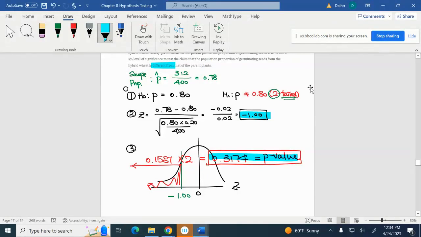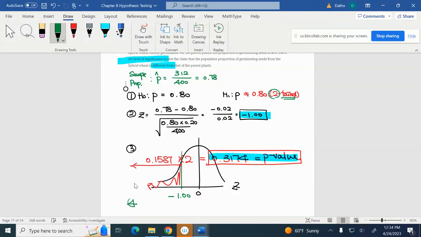How much was the alpha? 5%. Can you see here? 5%? Is the p-value bigger than alpha or smaller than 5%? It is 31%. It's bigger than 5%, right? Then what was the conclusion? Give me the conclusion. We do not reject it. Do not reject the null. I want to do step by step.